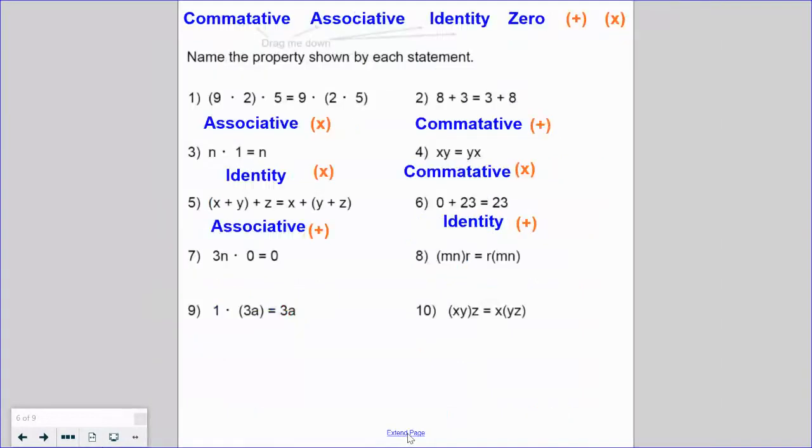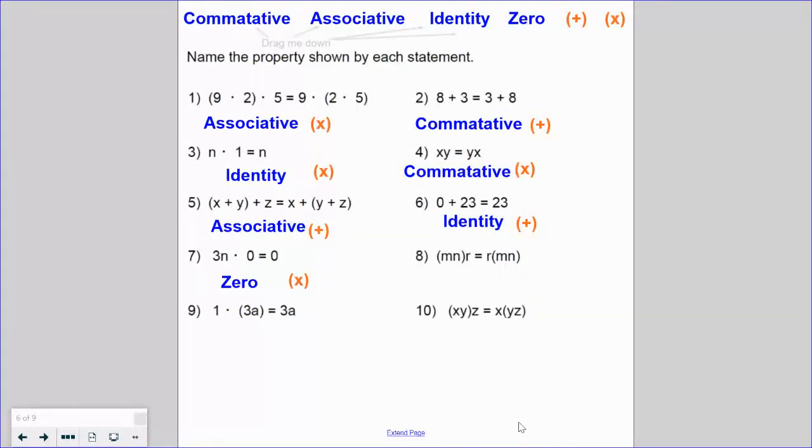All right, if you need to pause this and catch up, feel free to. All right, 7, 3 times n times 0. So the product of 3 and n times 0 equals 0. The multiplication, and we got an answer of 0. So that's how we know anything times 0 equals 0. All right, 8. We have the product of m and n times r equals r times the product of m and n.